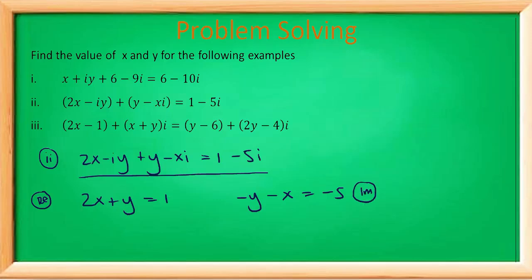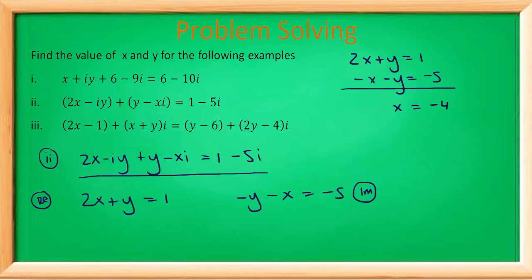What we should be noticing here is that we can't solve these separately. We have 2x plus y equals 1, and minus y minus x equals minus 5. We have two equations, and we have two variables to find. So therefore, we need to solve this simultaneously. We have 2x plus y equals 1, and minus x minus y equals minus 5. So our y's are going to cancel. So 2x minus x is just going to give us x, and that's going to be equal to minus 4.